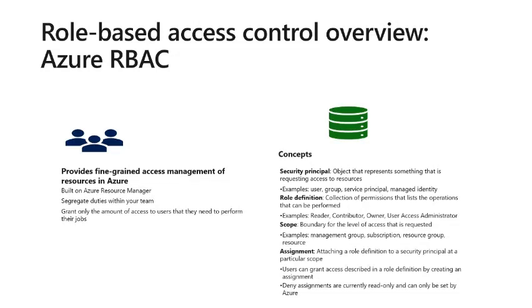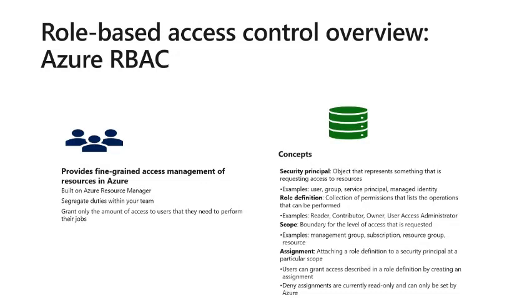This is RBAC in Azure. What are the concepts? Security principal: an object that represents something that is requesting access to a resource. Example: user, group, service principal, managed identity. It can be anything. It's not only bound to users. So your application can also have role-based access control to some resources.